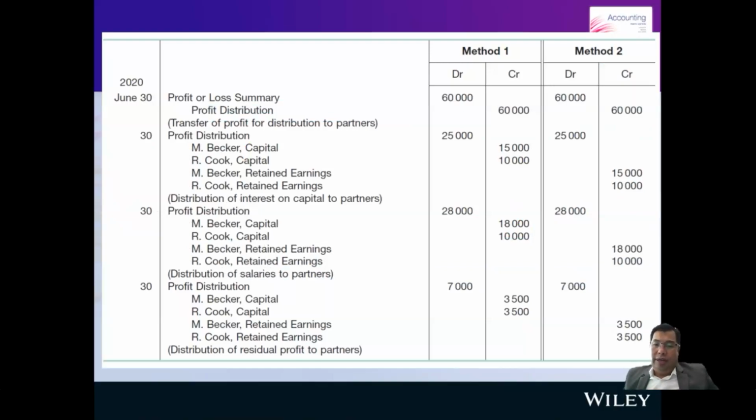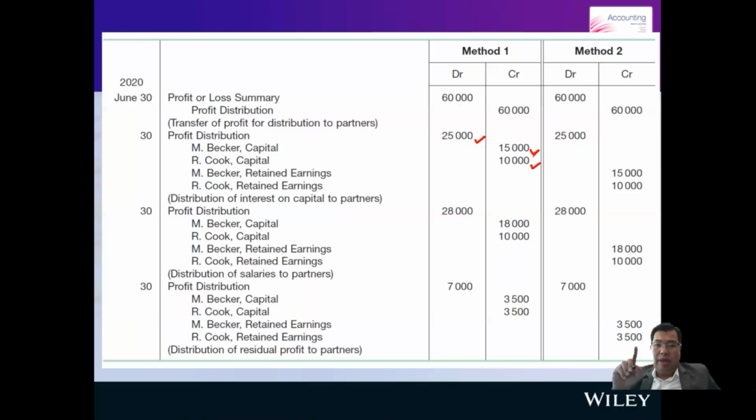So what will be the journal entry if you use this method number one? It is going to be very easy. First, 25,000. You're going to reduce the profit, take it out of the profit, 25,000, and transfer it to the capital. This is method number one. Only one account exists, that is capital.